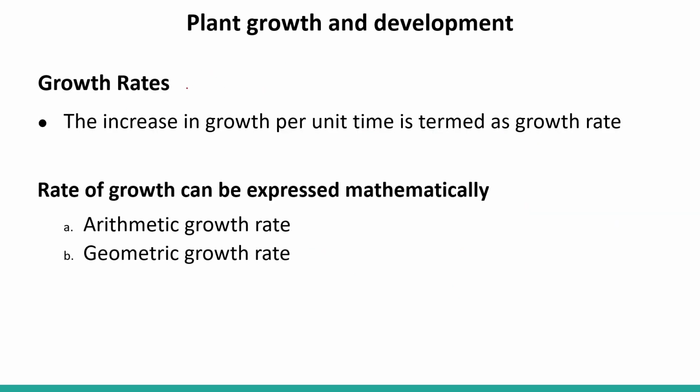Now let's talk about the growth rate. The simple definition of growth rate is the increase in growth per unit time. Whenever we talk about rate, we have to consider time. So growth rate is the increase in growth per unit time. Now the rate of growth can be expressed mathematically. How can it be expressed? It can be expressed in two ways. First is arithmetic growth rate. Second is geometric growth rate.